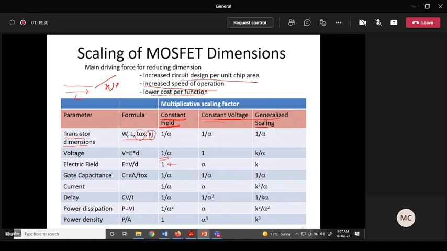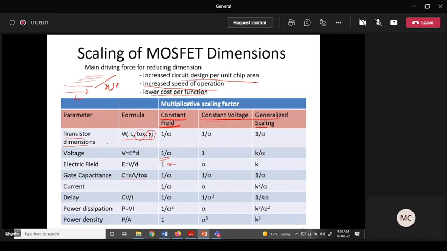Now we can see capacitance. Capacitance is epsilon A by TOX, right? What is A? A is W multiplied by L, that is the area. This is gate capacitance, epsilon A over TOX. And if you reduce A and reduce TOX, I think we will discuss this in more detail from Razavi's book.